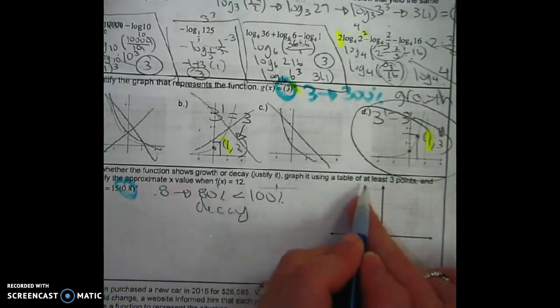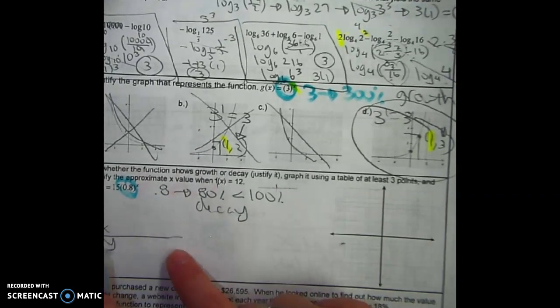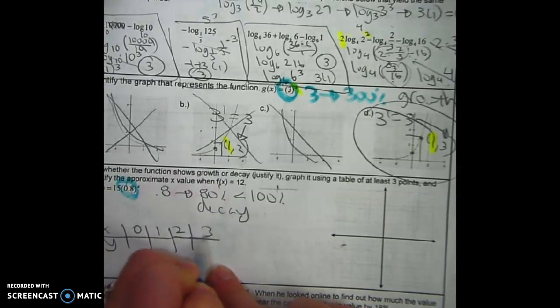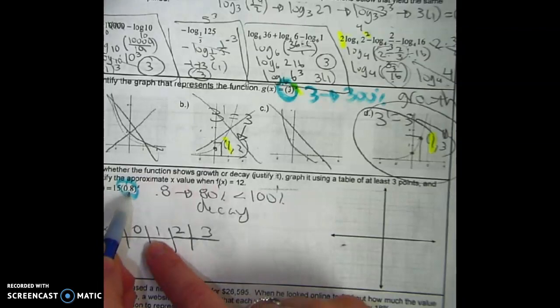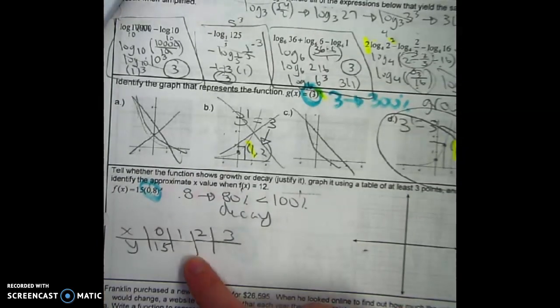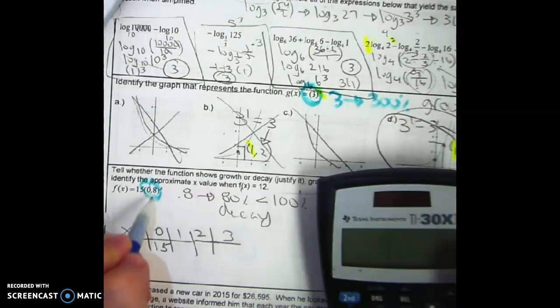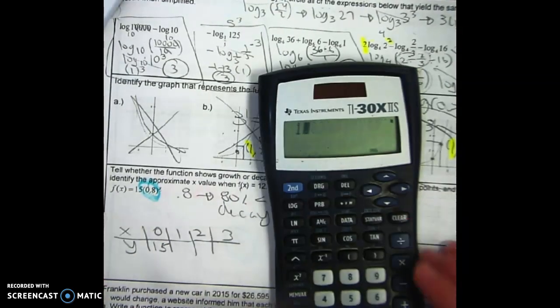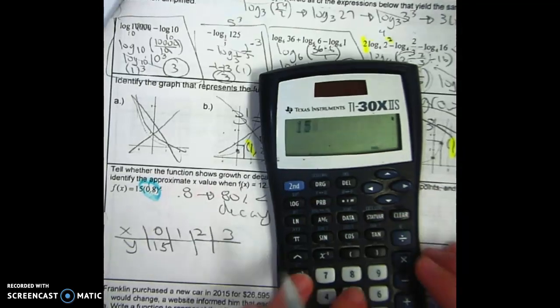They need you to graph it using at least 3 points. Okay. I'll go 0, 1, 2. I'll do one more just in case. I don't need a calculator for this one. Anything to the 0 power is 1 times 15 is 15. I know 0.8 to the first power is 0.8, so I'm just going to go 15 times 0.8.